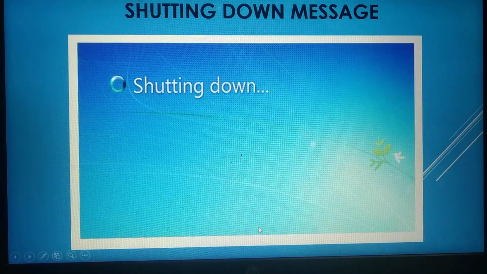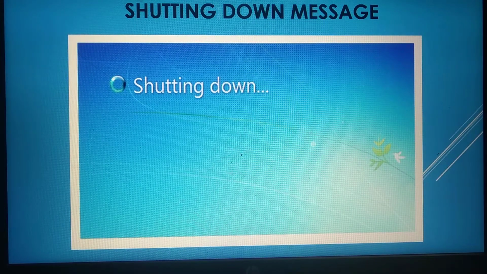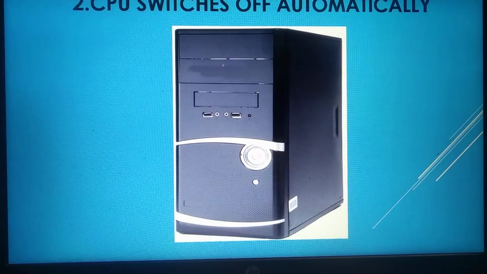Okay, so after that when you click on the shutdown button you will get the shutting down message. That screen you will see there, and on that screen you will get this shutting down message. After that, when the system shuts down, the CPU switches off automatically.